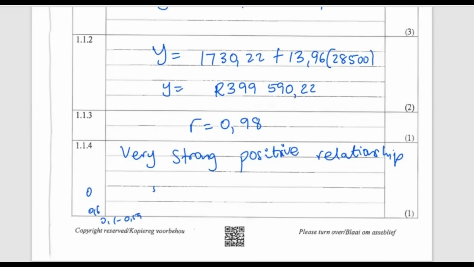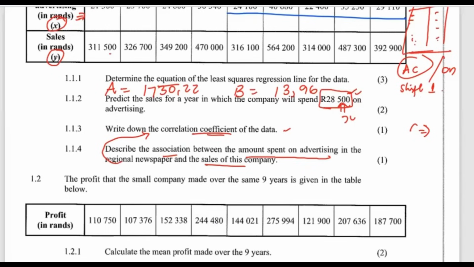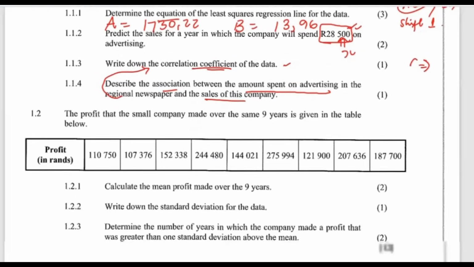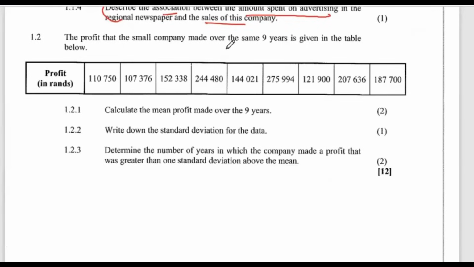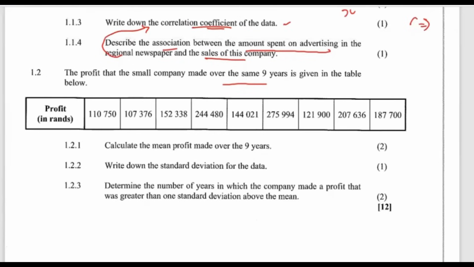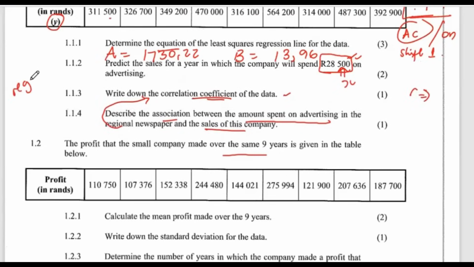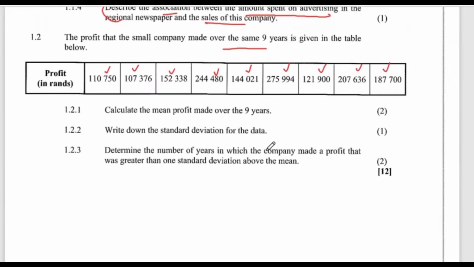Then the next question is asking us that if we have the profit that the small company made over the last, let's say, 9 years, as given in the table. The first part is representing the regression data, and then the second part is representing more like a single-variable kind of data, where we have just one piece of data, which is just a profit. Then they want us to calculate the mean.